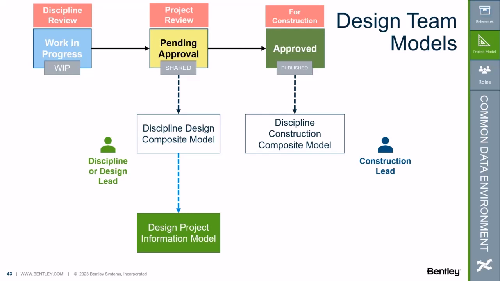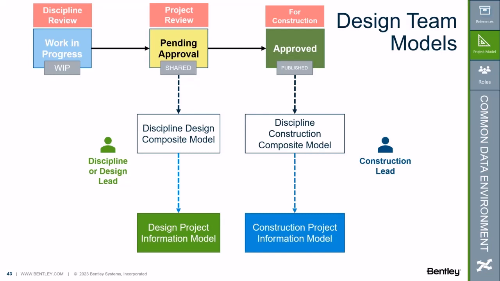And now the construction manager can attach it to their own composite model. So this is in their project. They have a composite model. And then on the next run for their model, the construction project information model would be updated. So we kind of had this workflow set up where either the discipline design lead or the construction lead would update the composite model for their particular task by attaching the approved or pending approval document, and then their model would be updated as well.